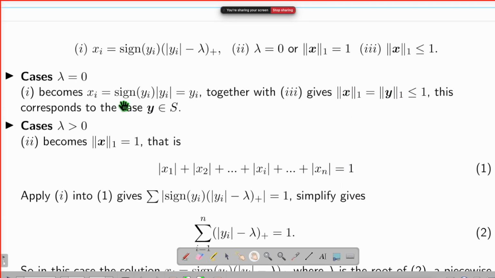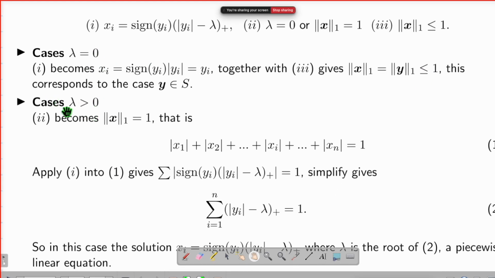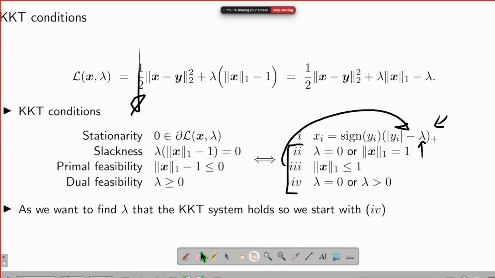This means what? This is the case when y is inside the set. If y is inside the set, then the absolute value of y, the L1 norm, is smaller than 1. Then in this case, lambda is 0. Okay? Then what about if lambda is larger than 0? That means not this case, but this case. So now we have finished this case. Then now what about this case?